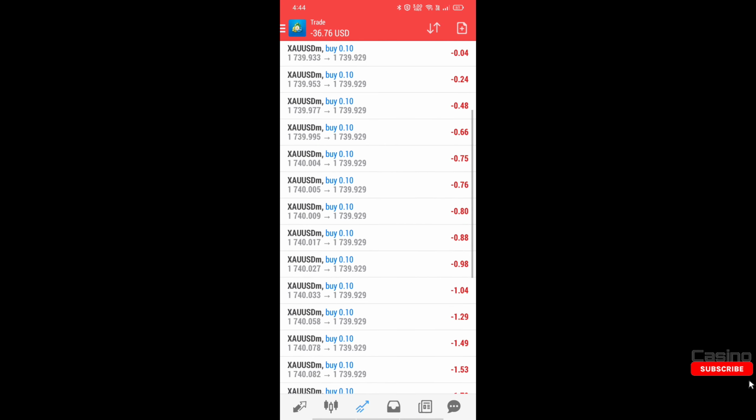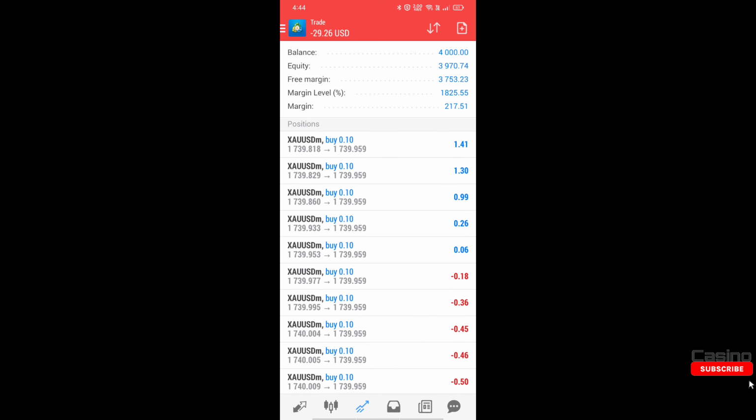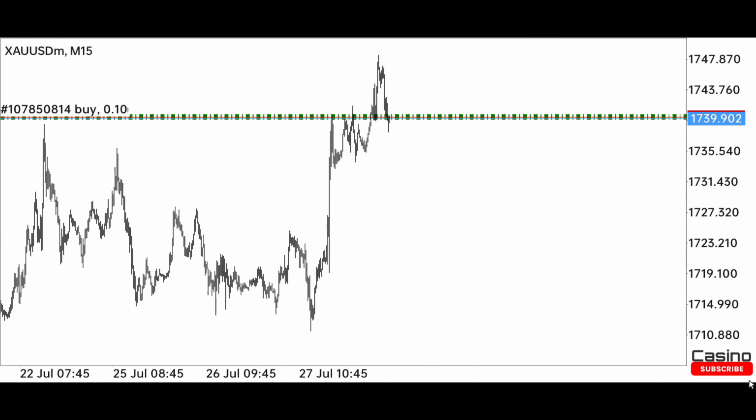Guys, is our trade placed? $36 running in minus. Let's see how much profit we can make in this trade. All trades are well placed. A good trader always takes risk management, which all traders must do.